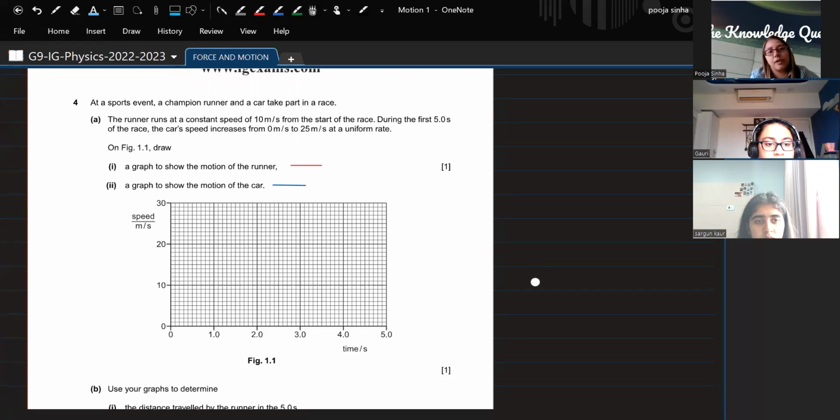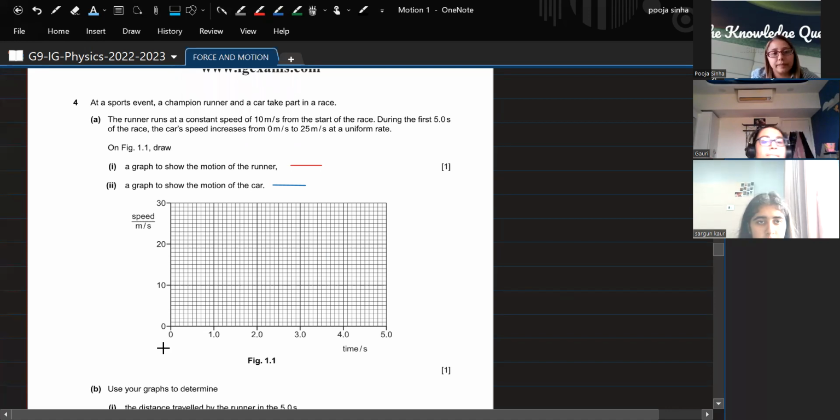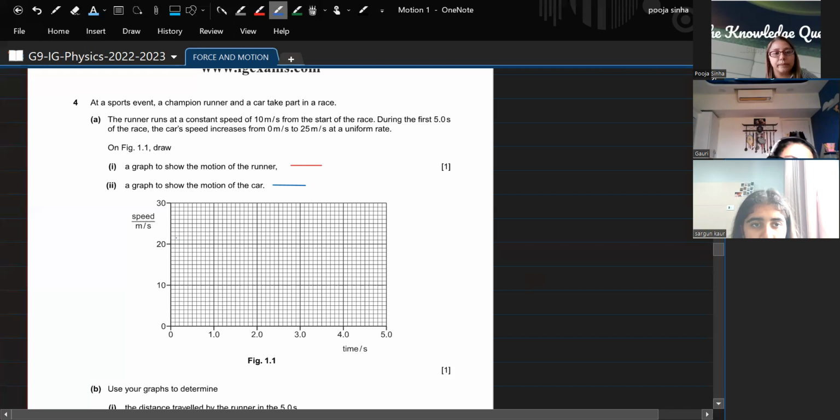So how do I do it? During the first 5 seconds of the race, the car's speed increases from 0 to 25 at a uniform rate. 0 to 25 पहले कार बना लेते हैं. कार को हम blue color में बनाएंगे. So Sargun, what do you think? How do we make it? During the first 5 seconds. तो मेरा starting point क्या होना चाहिए सरगुन? 0 होना चाहिए. Okay. And end point क्या होना चाहिए? 5. And और कहां तक जाना चाहिए? What should be the speed? It should start from 0 till 25.